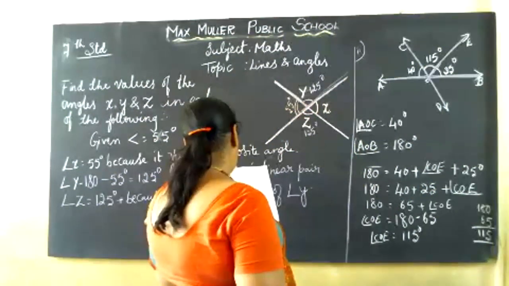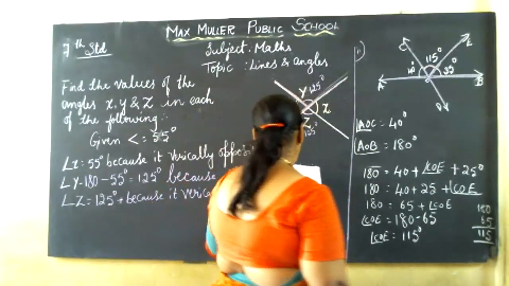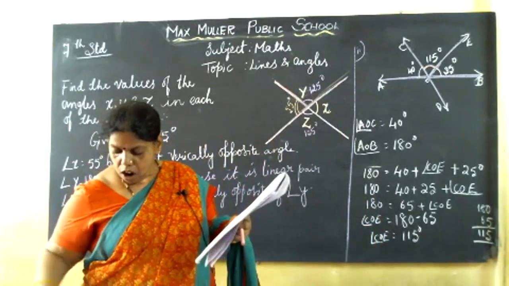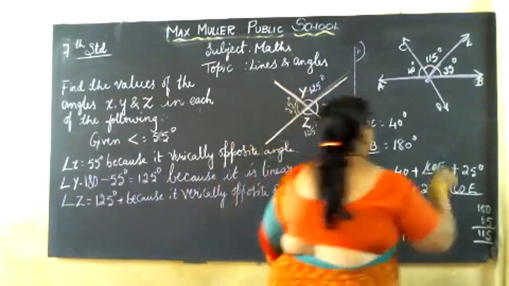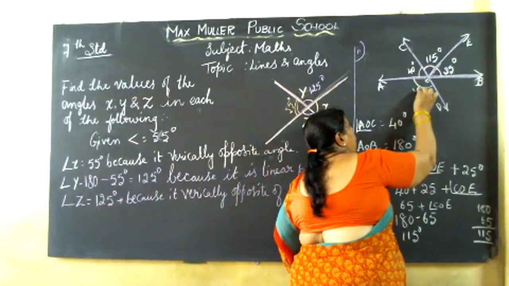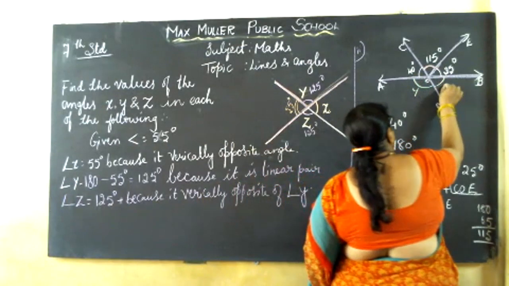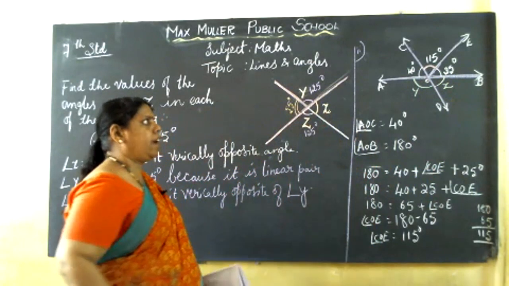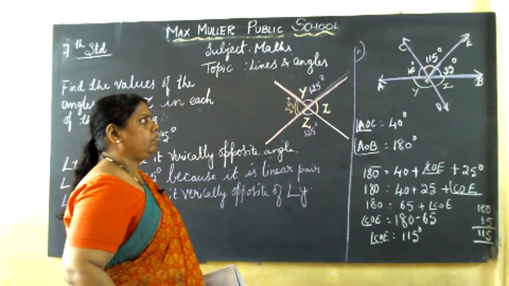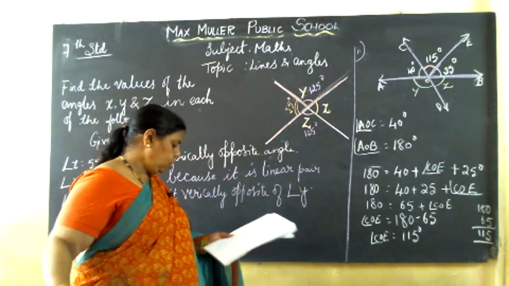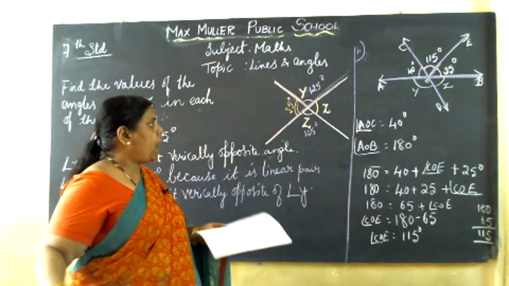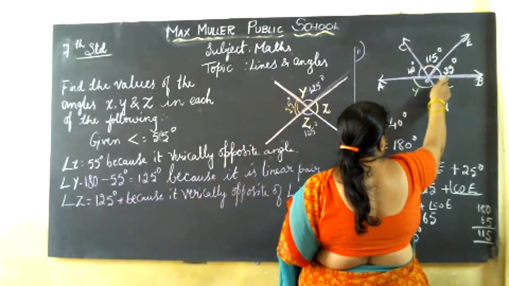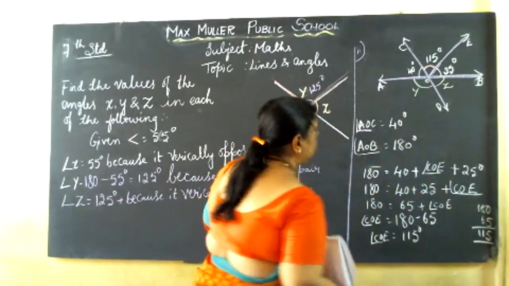So now they were asking y plus z. What is the angle of y and z? This is y and this is z. What is y and z? Okay. So now what we are doing? This one z is vertically opposite, isn't it? I'll rub this, children.